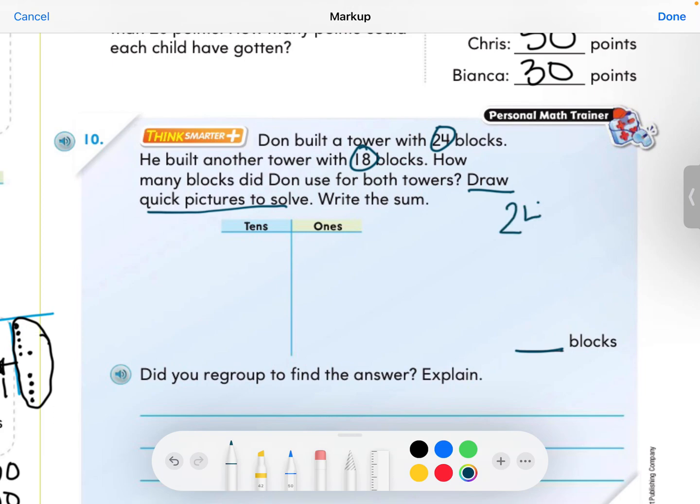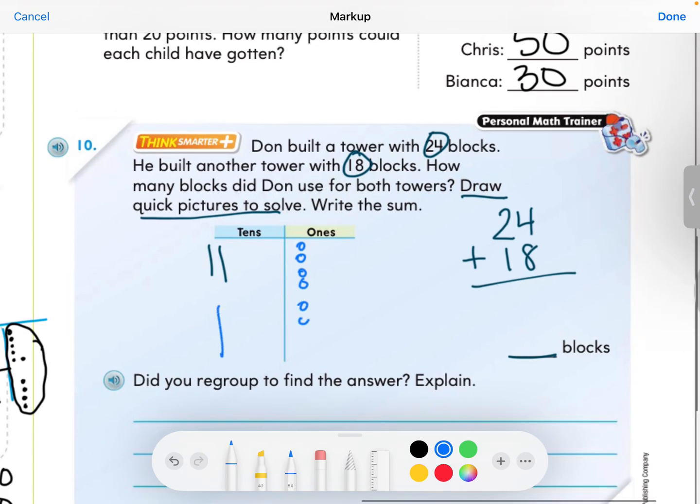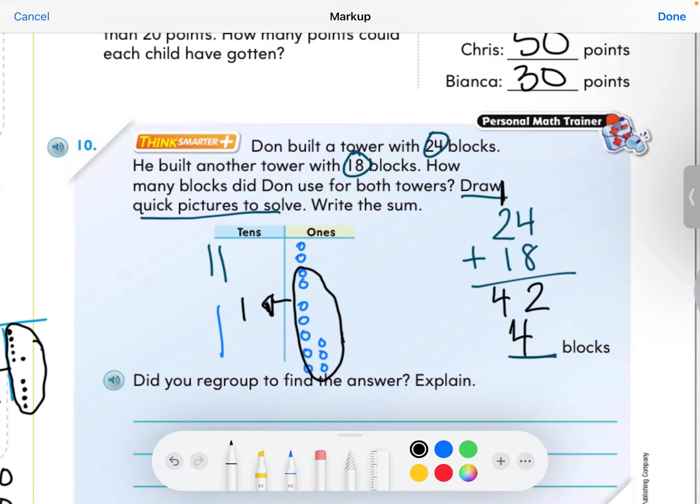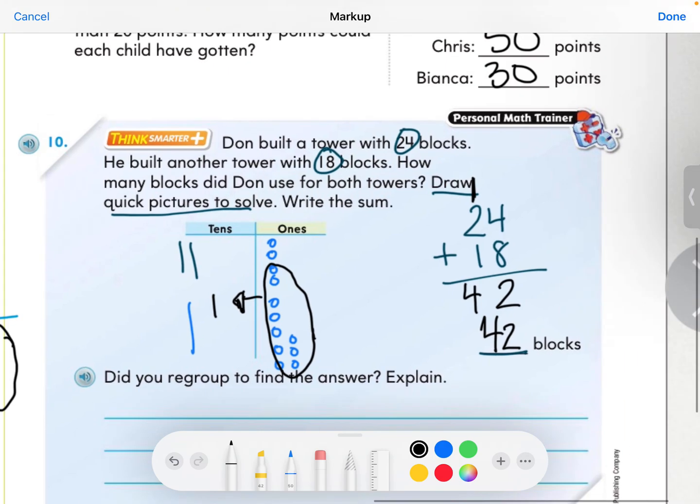So you're going to add 24 plus 18. So I'm going to draw 2 tens and 4 ones. Then I am going to draw 1 ten and 8 ones. The first question I'm going to ask myself is, do I have enough ones to create a 10? Well, I know that 4 plus 8 is 12. 12 is 2 more than 10, so I would have 2 ones left out. And I did create a 10, and I'm going to draw that I created a 10 up here. I'm going to record that. I have 2 ones left over, and I noticed that I have 4 tens. He did use 42 blocks in both of his towers.